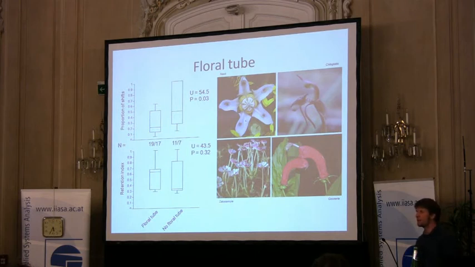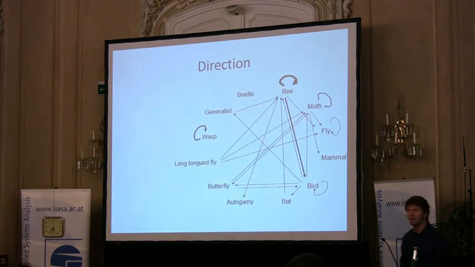This is probably biased because of the fact that the three clades where each species has a different pollination system don't have floral tubes. The picture that you get if you look at the direction of pollinator shifts is fairly chaotic. You can basically see that shifts are possible in almost all directions.